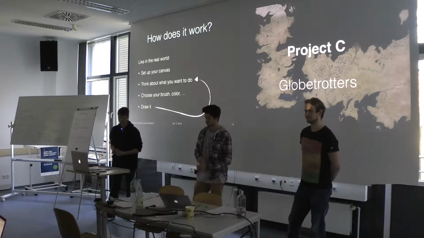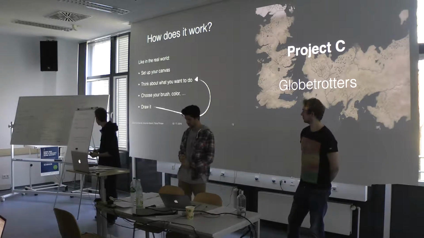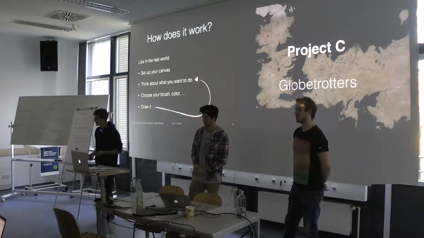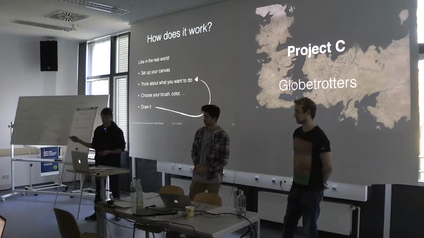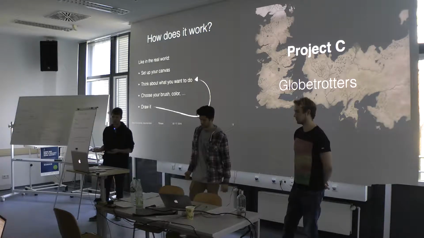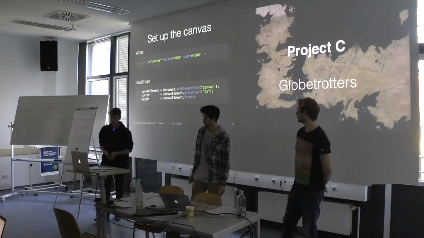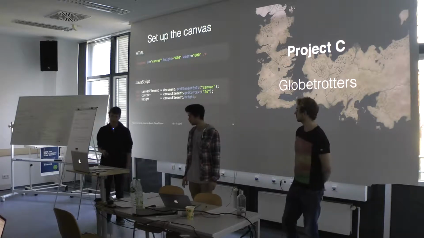So basically how it is working. It's like in the real world when I have a canvas like this, I set it up, then I have to think about what I want to do, like stroking a line, and then choose the brush, the color and so on, and all the attributes, and then draw it. To have this in mind, I have a demo, so I'll set up the canvas.